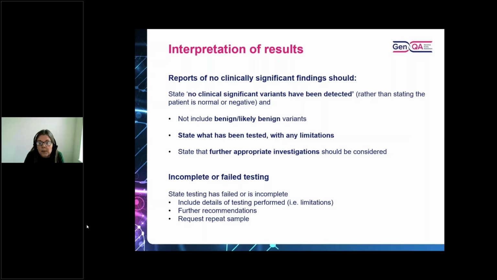Other types of reports are also equally important, such as where you have incomplete or failed testing. Again, it's important to state that the test has failed or is incomplete, but also what was done and what wasn't done. What were the limitations of the tests that you performed? And once again, think about further recommendations and requesting a repeat sample. Should that be of the same sample type, or would another sample type actually work better? So there are other things to consider.